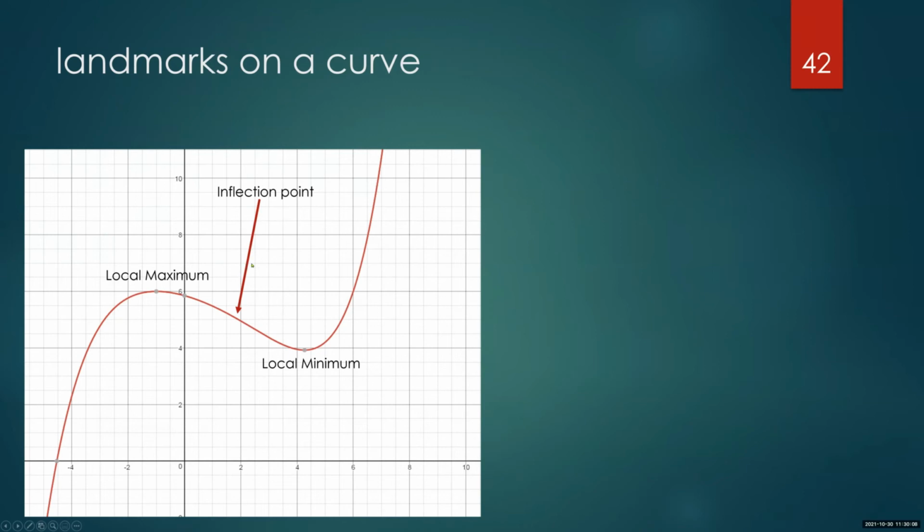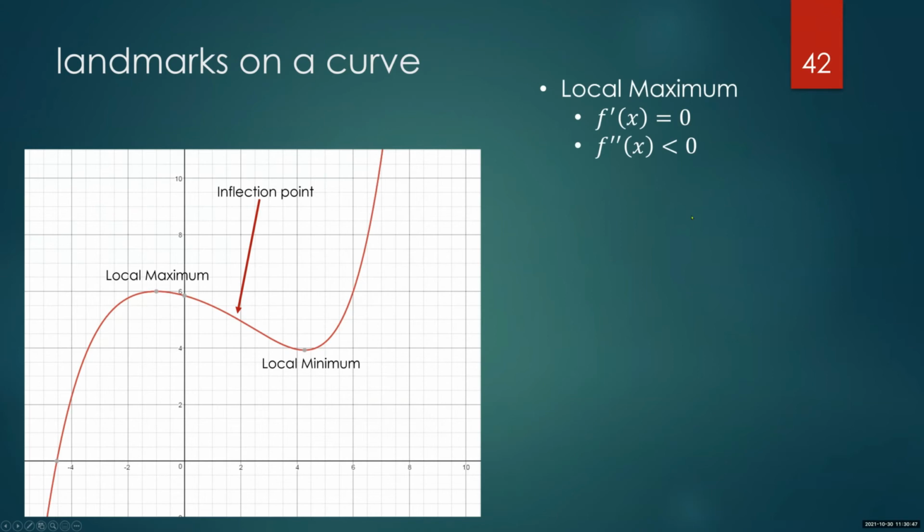The third point we've got is the inflection point. The inflection point lies between the local maximum and the local minimum, typically. As we move from the local maximum to the local minimum, the slope of the curve gets more negative until you reach the inflection point. From the inflection point onwards, the slope of the curve becomes less negative until, when you get to the local minimum point, the slope of the curve is 0.